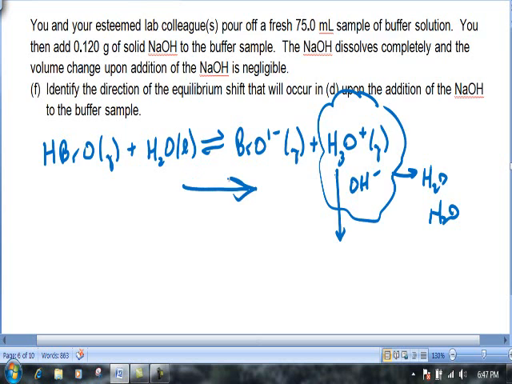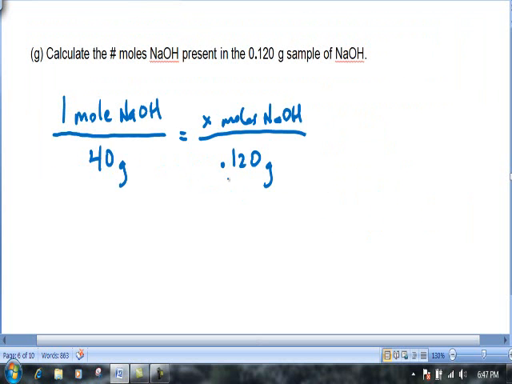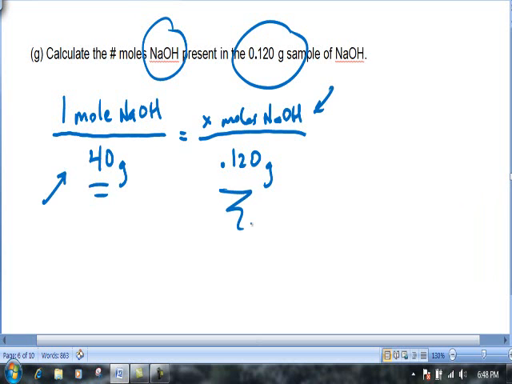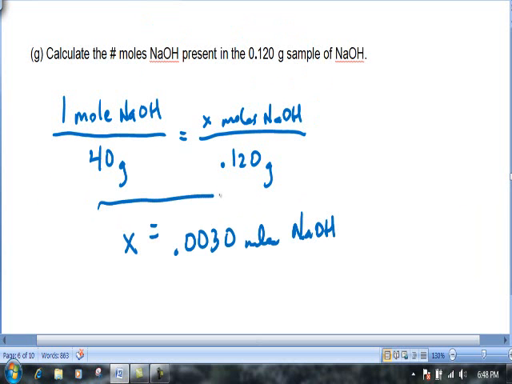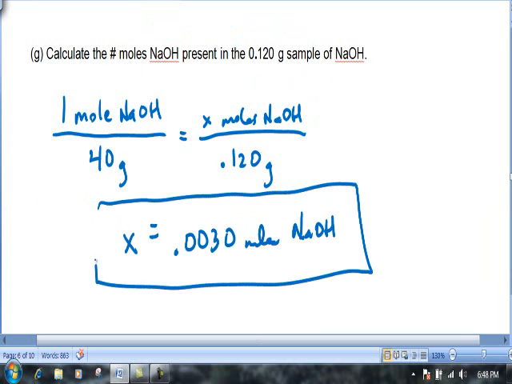To calculate the moles of NaOH that we're adding to our buffer, because this is a solid sample of sodium hydroxide, we'll use the molecular weight, or mass of 1 mole, that we get from the periodic table. 1 mole of sodium hydroxide is 40 grams, which means we'll have X moles of sodium hydroxide present in our 0.120 gram addition. Solving for X gives the size of our sodium hydroxide addition to be 0.0030 moles sodium hydroxide.